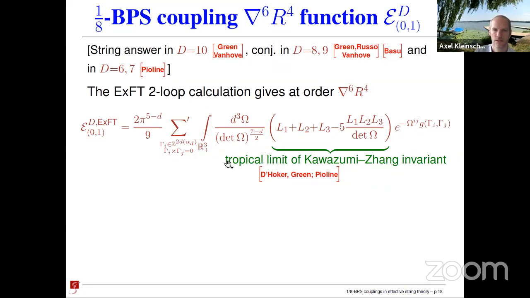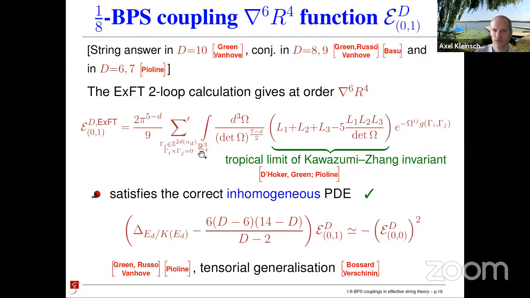Now, this is the answer from this BPS enhanced or exceptional field theory two-loop calculation. And the first thing that you want to check is that I mentioned in the beginning that the couplings satisfy very strong differential equations. So now you want to check that this thing does satisfy the right differential equation, and you can do that. So you just take derivatives here on the moduli space and check that this differential equation is satisfied. And what is particular, this is why this 1/8 BPS coupling has been so hard to get a handle on, is that this differential equation has this inhomogeneous term. So it has a quadratic term in an automorphic function on the right-hand side, which is a very unusual kind of automorphic differential equation.